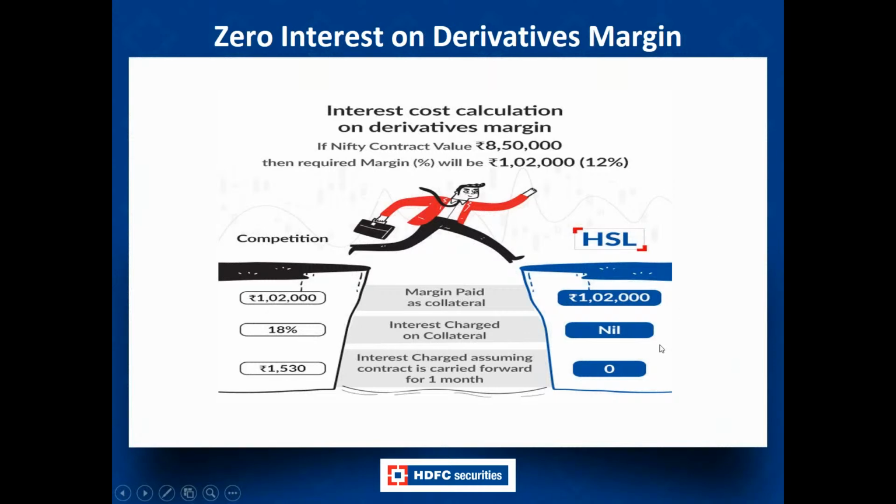But with the same facility at HDFC Securities, if you use this collateral margin to trade in the derivatives market, suppose you use 1 lakh rupees of margin, there is zero interest charged to it. You can use this collateral margin for as long as you want, for 1 day, 1 month, 3 months, 5 months, with no interest charged. This is a very good facility where you can use your portfolio productively. That is called zero interest on derivative margin.